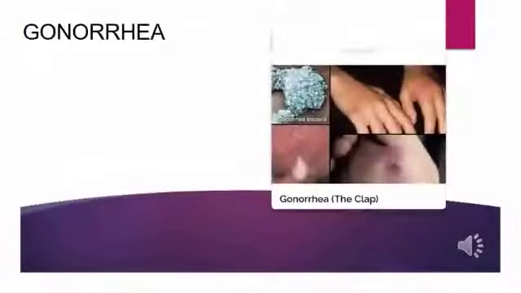The next infection we'll be talking about is gonorrhea. It is also known as the clap, as you can see on the screen. Chlamydia infection is sometimes confused with gonorrhea, another bacterial infection transmitted through vaginal and anal intercourse and oral sex. Not only do they share many of the same symptoms, the 2 diseases can occur together.